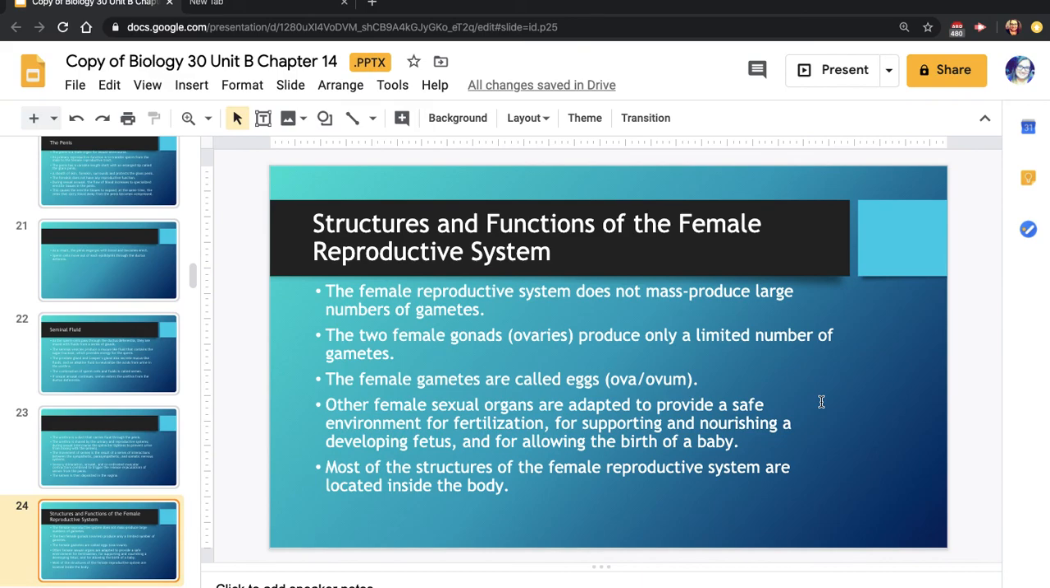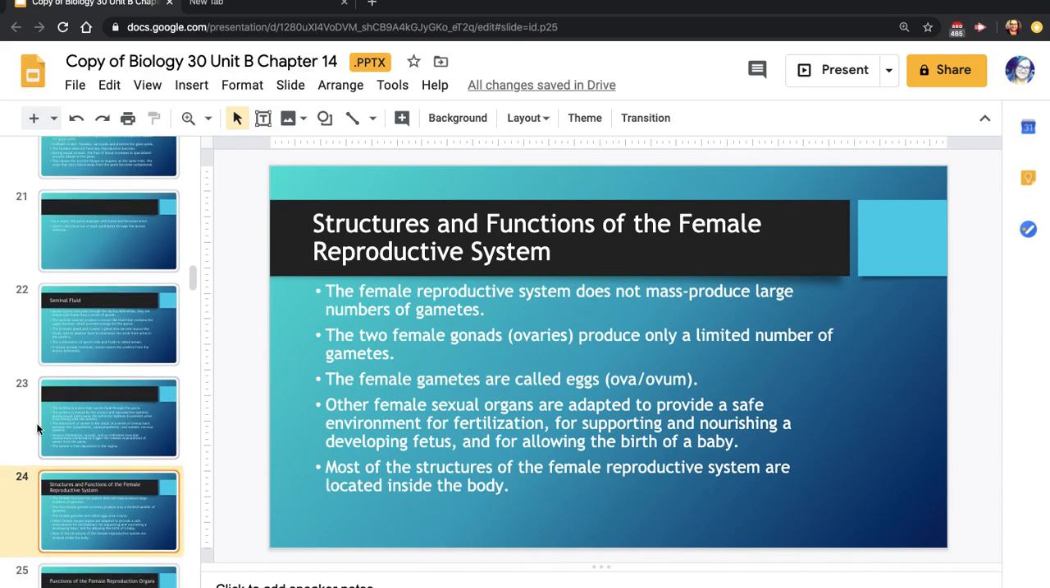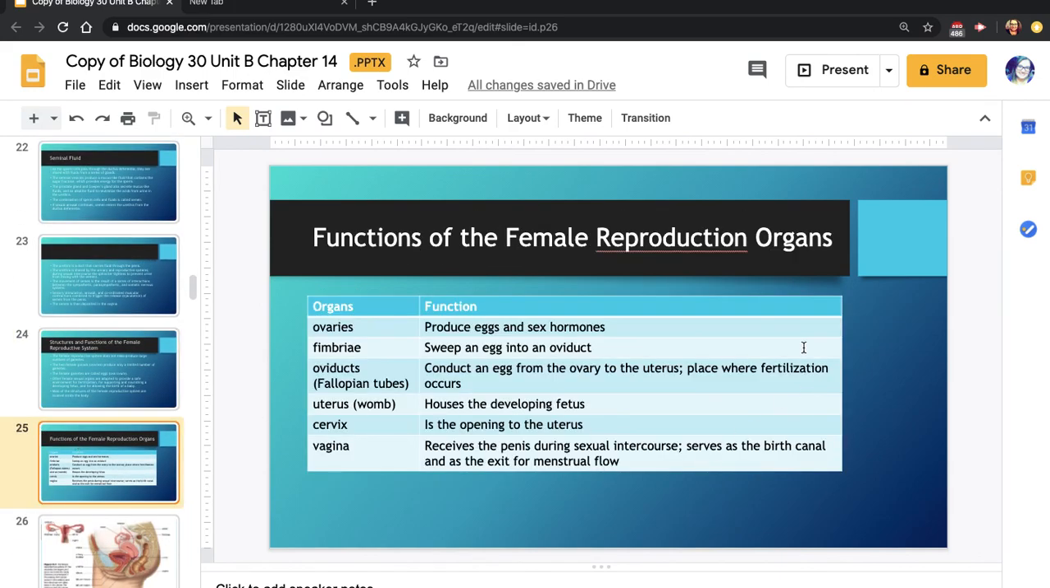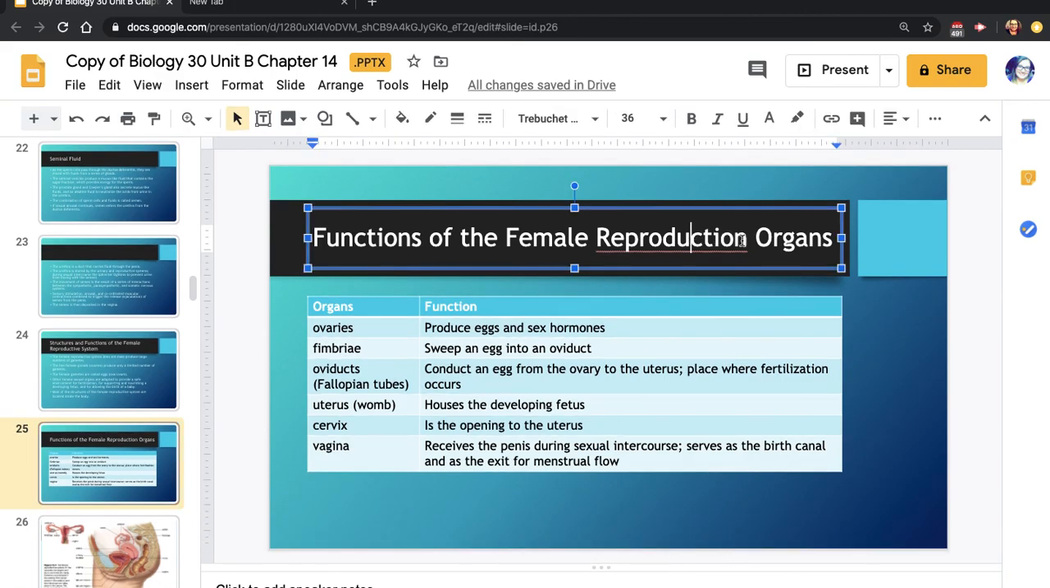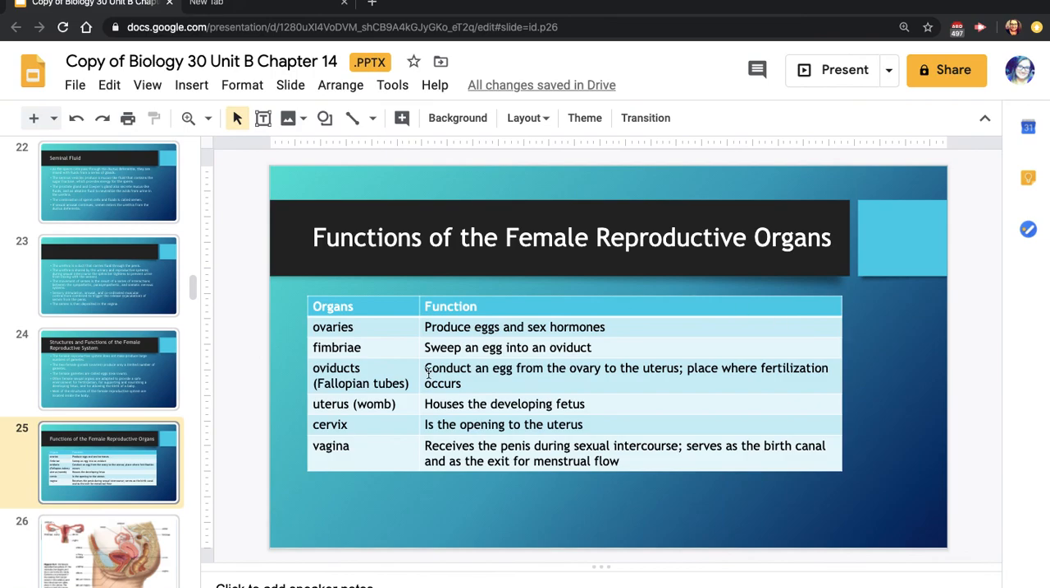Other female sexual organs are adapted to provide a safe environment for fertilization, for supporting and nourishing a developing fetus, and for allowing the birth of a baby. Most of the structures of the female reproductive system are located inside the body. So these are the functions of the female reproductive system. Reproductive. So these are all of them.